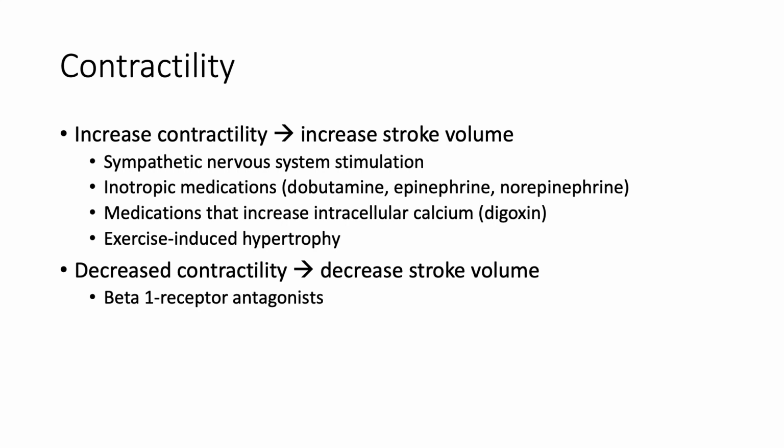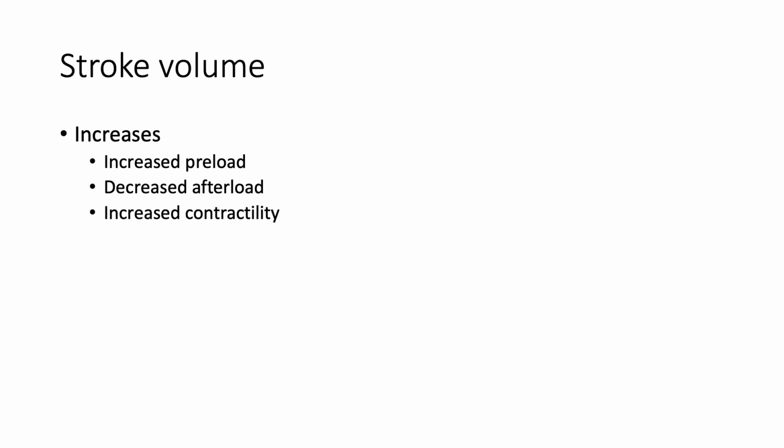Decreasing contractility will decrease your stroke volume. So these are medications that block the sympathetic nervous system, like beta 1 receptor antagonists, also called beta blockers. Calcium channel blockers will do this. And then if a patient has congestive heart failure, they're going to have decreased contractility. So one more time, stroke volume is going to increase if you have increased preload, if you have decreased afterload, and if you have increased contractility.